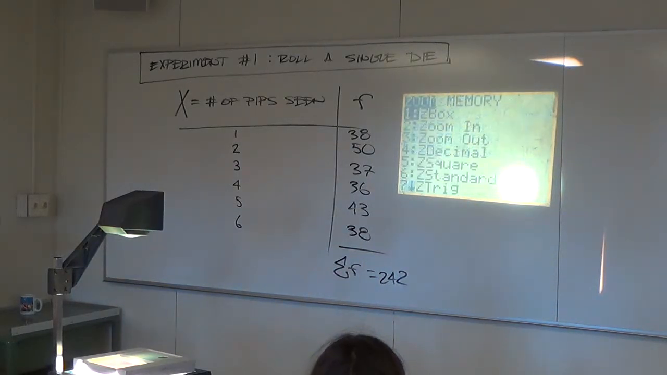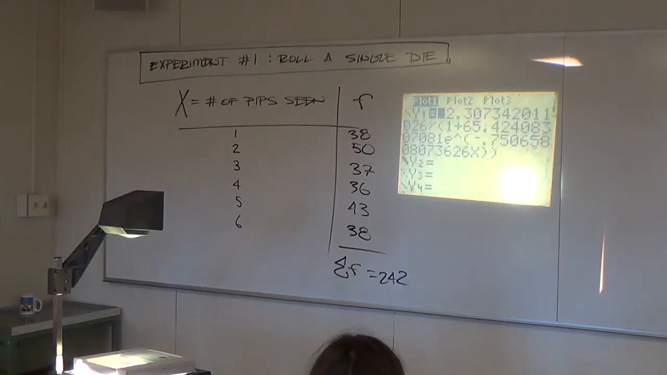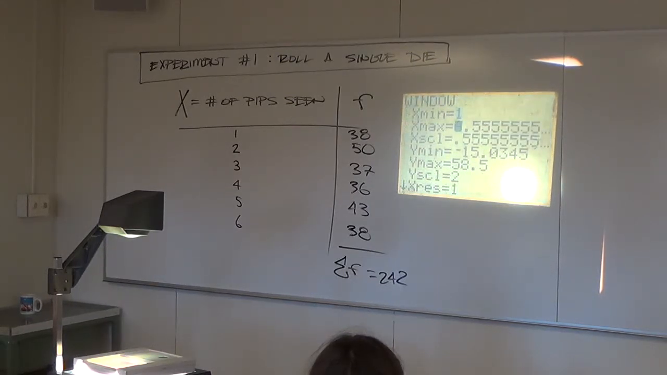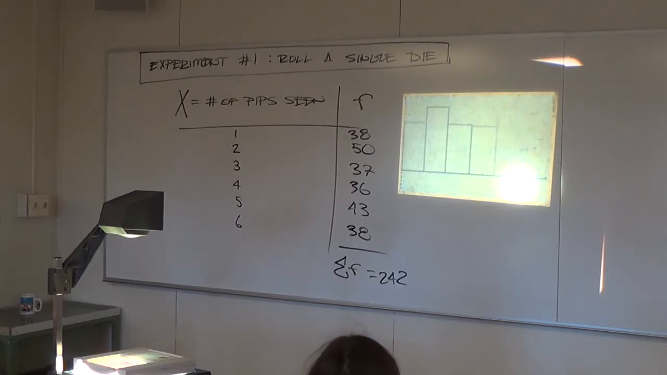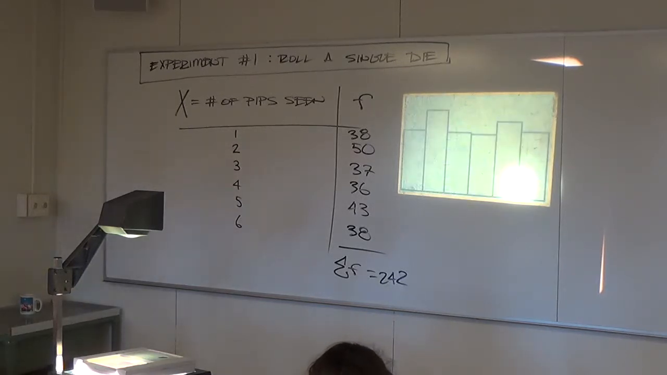Oops, zoom there. Alright, let's clean it up a little bit. I hate that window. I hate that equation too. 1 to 7 by 1. There's your data. Freaking beautiful. Let's make that 0. That's nice. Guys like your 2s and your 5s.